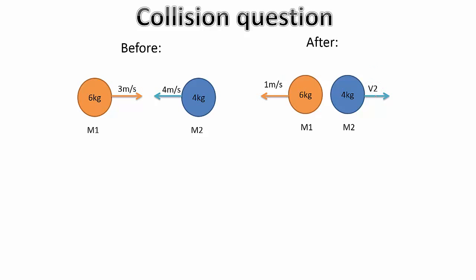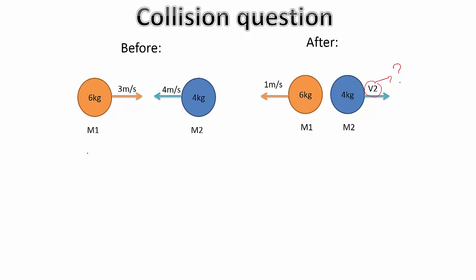What I want you to be able to try and calculate here, using the conservation of momentum, using the fact that the momentum before is equal to the momentum afterwards, I want you to try and find out what speed, what velocity the second sphere moves off with. So what is this? Pause the video and have a go. Right, let's work this out.